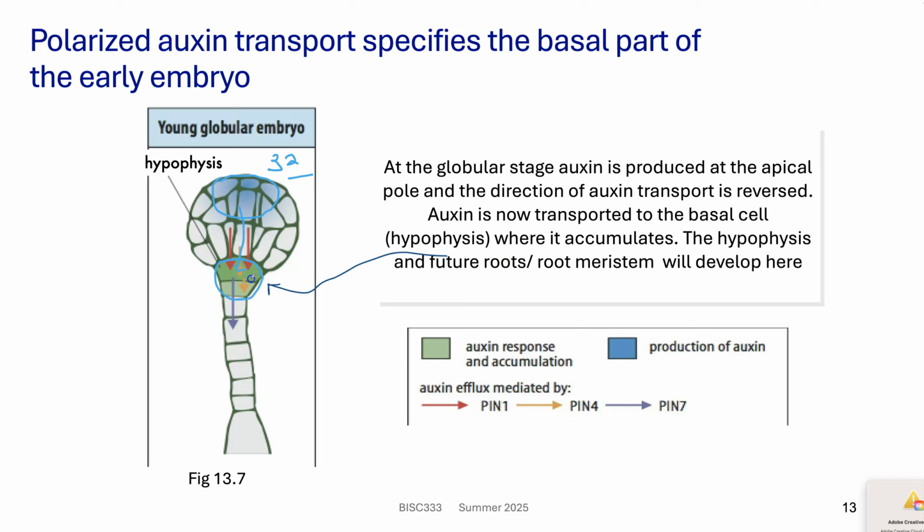And now you've got a new place where it's localizing. So the first step is to specify the apical end, and the part of the early embryo structure at least, that's going to form the actual embryo part. And now it gets transported the other way down to the basal part of the embryo, not all the way down to here, to specify the tissue that's going to form future roots and the root meristem in this region.